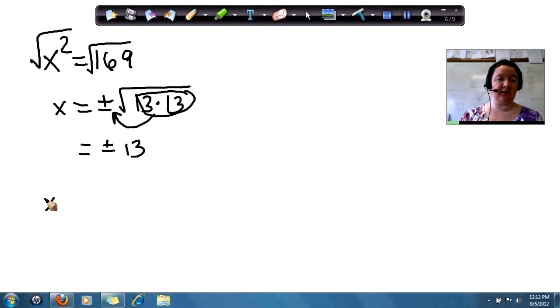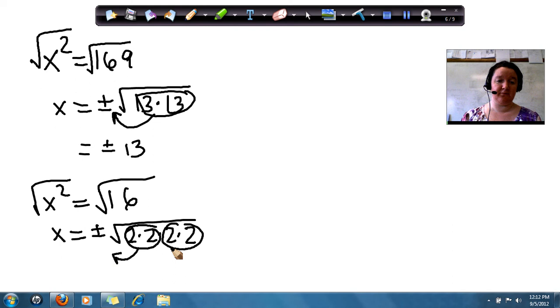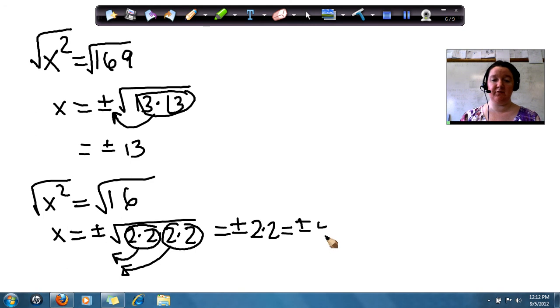If I had x squared equals 16, I'm going to take the square root of both sides. X is going to equal the plus and minus of 2 times 2 times 2 times 2. So I see two pairs of 2's, so I have to pull those out. So we get the plus and minus of 2 times 2, which gives us the plus and minus of 4.